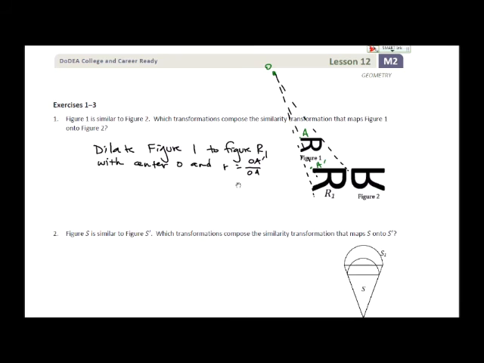Second, once I have R1, I can then reflect it over that line. I'm just going to say the red line. But hopefully you can see that you can dilate and then reflect and get R2. Now, a dilation is a similarity transformation because it's a dilation, and then a reflection is a rigid motion. And so figure 1 and figure 2 must be similar because I have a series of similarity transformations that map one onto the other.